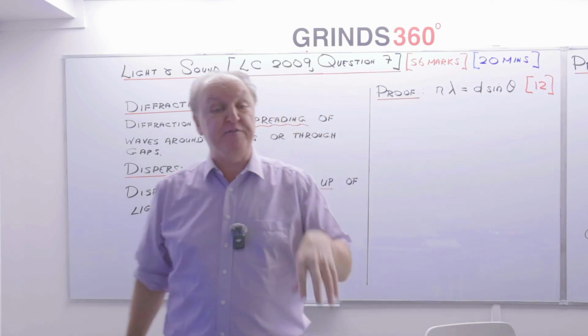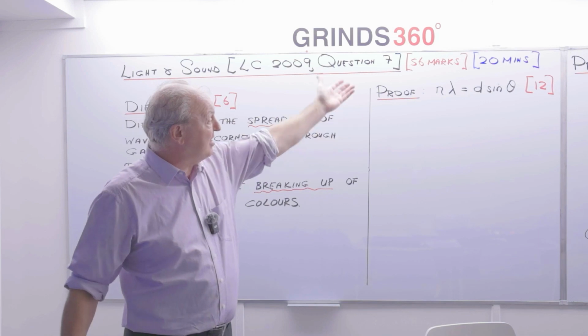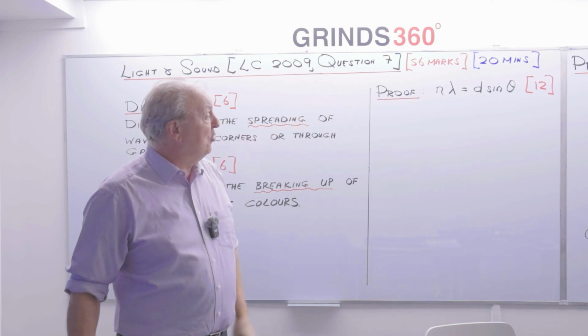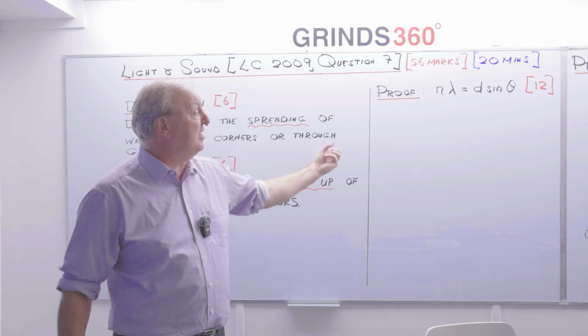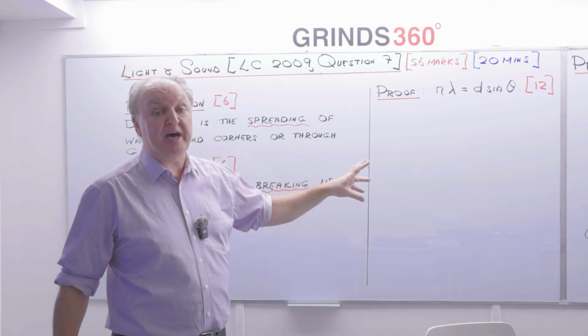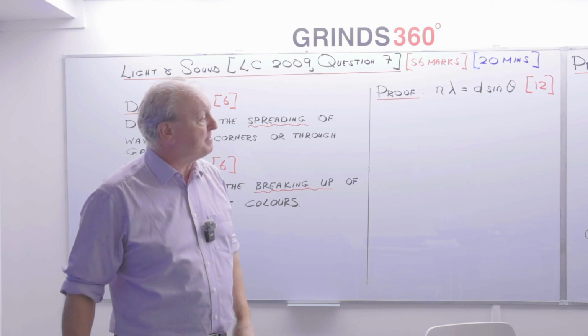But you better learn it. If you're doing Light and Sound, you better learn that proof because it's 12 marks out of 56. So it is over 1/5 of the marks for a particular question. The proof is very straightforward. You get your nice diagram, do a little bit of maths, and you've got your 12 marks in the bag.